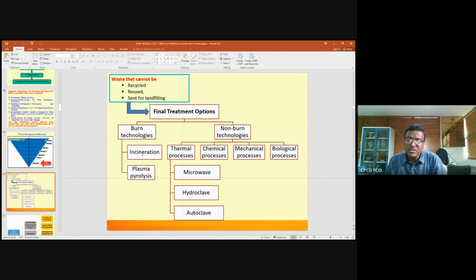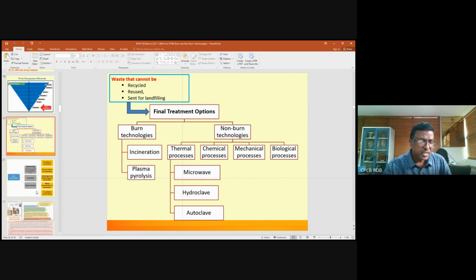If the combination technology is adopted, shredding ensures reduction of the size of the waste, whereas the autoclave will ensure the proper treatment of waste, where the waste has been shredded in order to ensure proper penetration of temperature so that all spores can be killed. Biological processes are also available as non-burn technologies. And today we are covering both burn and non-burn technologies, and let us see what they are.